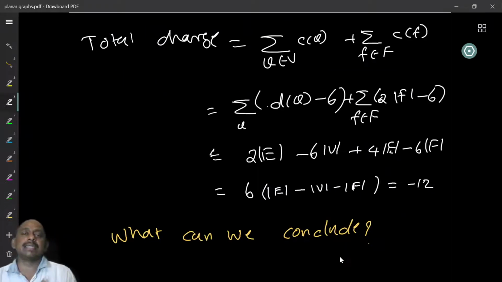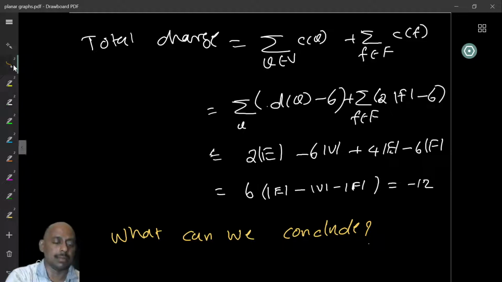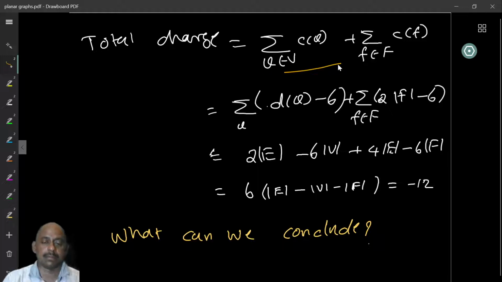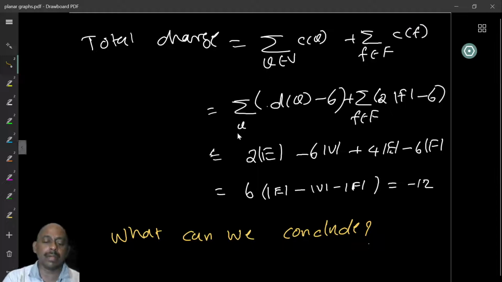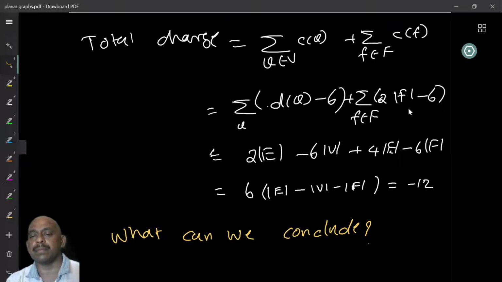Now I want to look at the total charge in the graph. So what is the total charge? It is the total of all the vertex charge plus all the face charge. So it's summation over all the vertices, charge of V, plus summation over all the faces, charge of F. Now what is this? This is summation over all V, charge of V is degree of V minus 6, and charge of F is twice the length of the face minus 6.